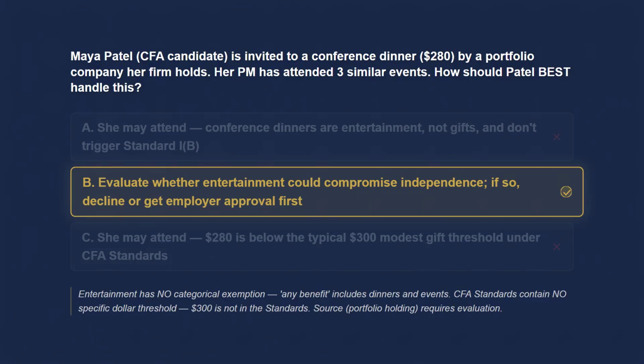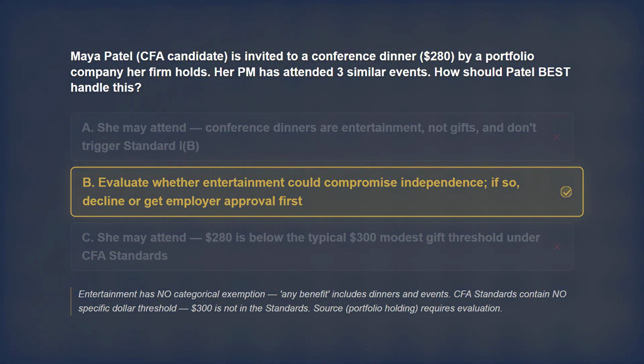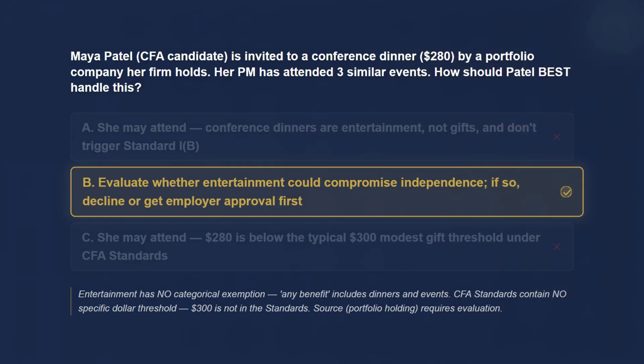The correct answer requires evaluation of the source. This is a portfolio holding with a financial interest in Patel's decisions, and it requires employer consultation before attending.